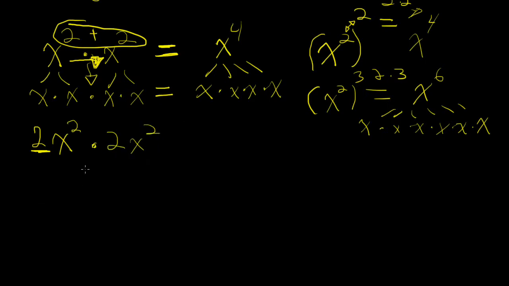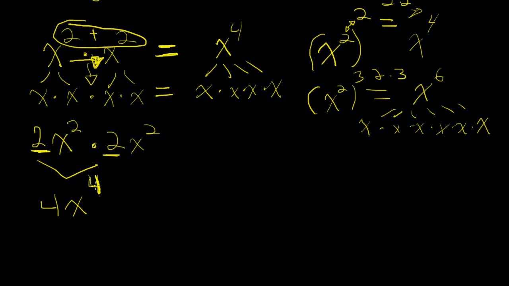Okay, well, we know from above that we're going to get x to the fourth, but what about these guys? What happens when we multiply these? Well, it's multiplying those two by each other. So 2 times 2 equals 4. Now we have 4x squared times x to the second power. Of course, that gives us 4x to the fourth.